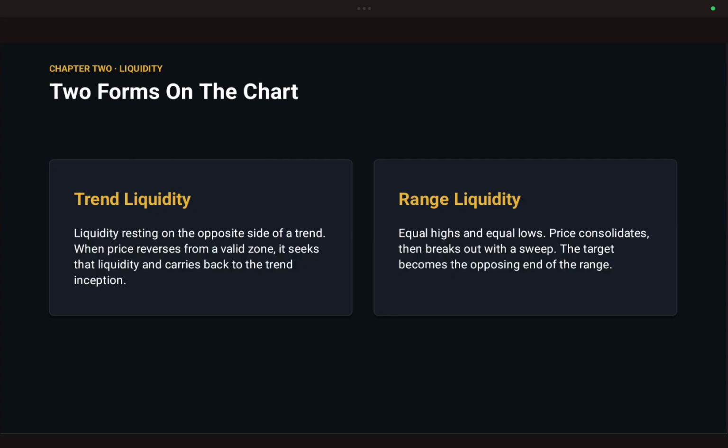Trend liquidity is resting on the opposite side of a trend. When price reverses from a valid zone, it seeks that liquidity and carries back to the trend inception. We're going to see examples on the chart very soon.